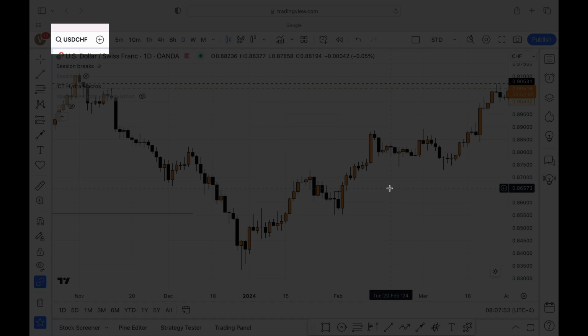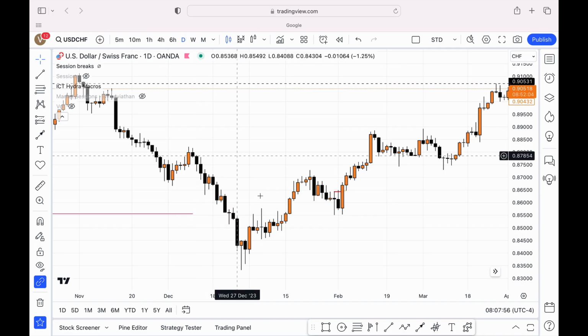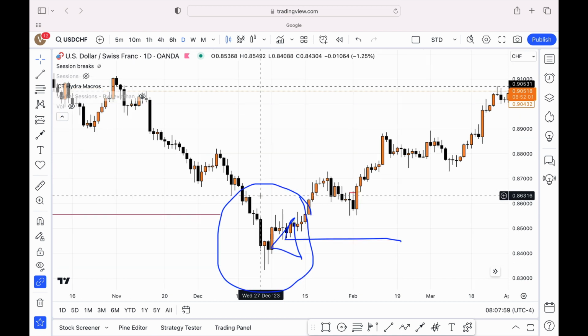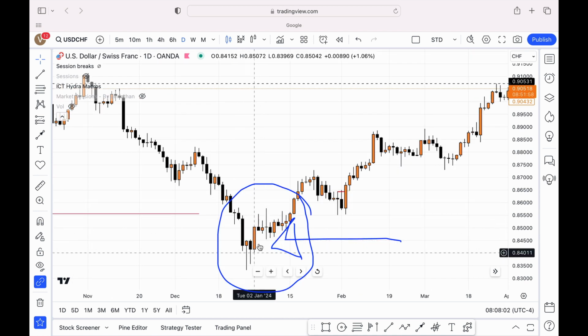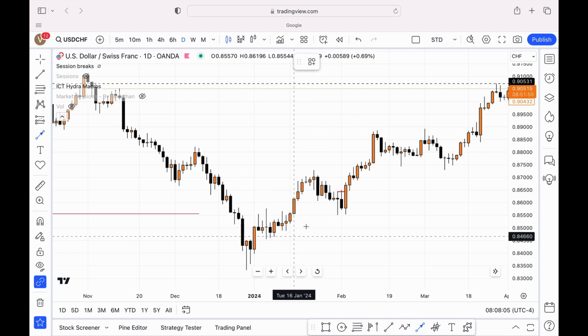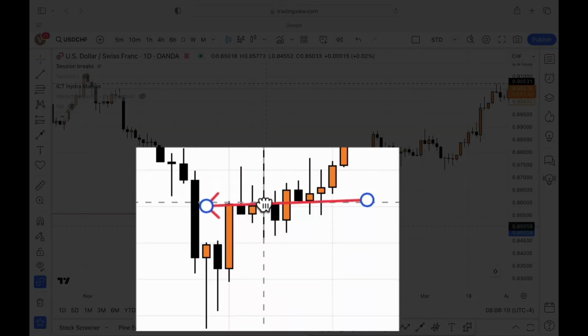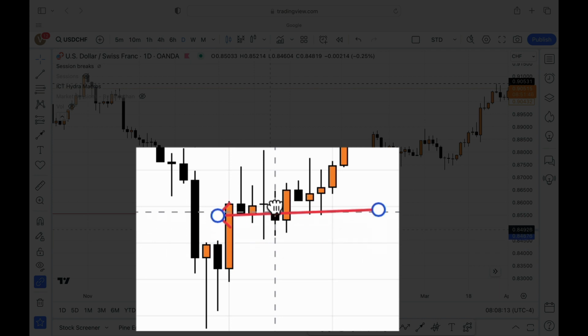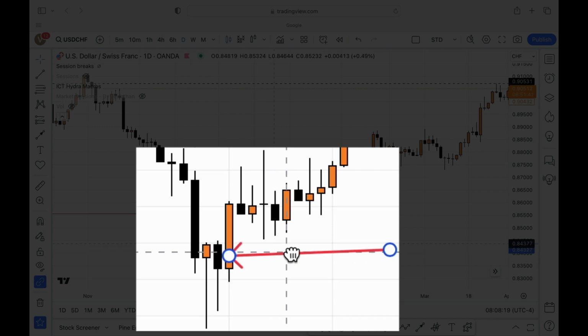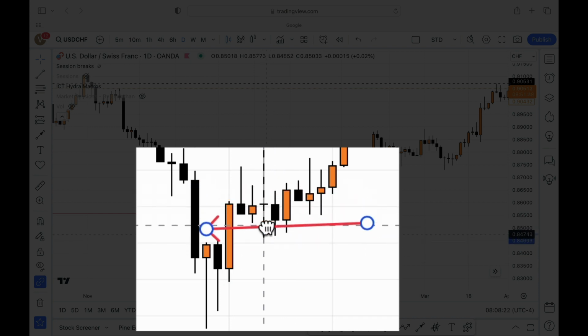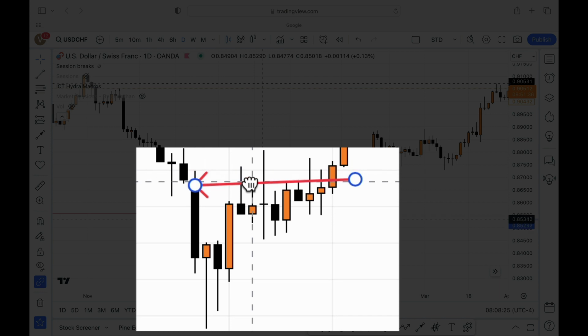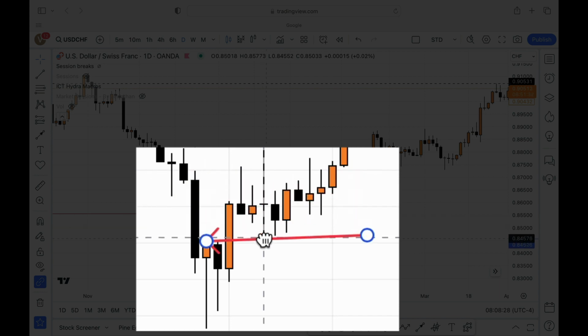I am using USD Swiss right here, and this is on the daily chart. Right at the bottom right here, I'm going to show you a fair value gap. So it's a sequence of 3 candles. This is candle number 1, this is candle number 2, and this is candle number 3. The space in between candle number 1 and candle number 3 is your gap. The reason it's a fair value gap is because candle number 1, the low of this candle, that includes the wick, does not touch or overlap with the high of the third candle, and that creates a gap in price.